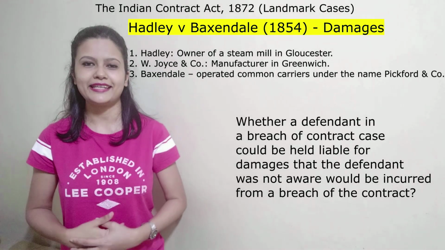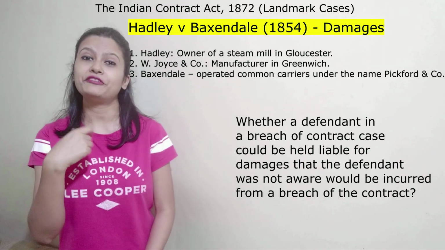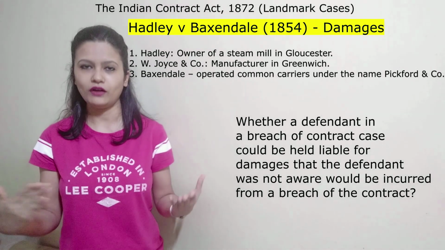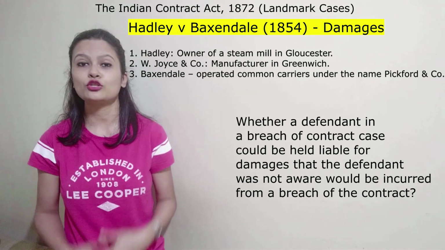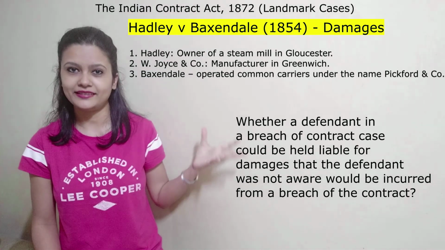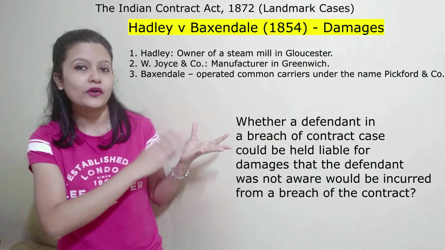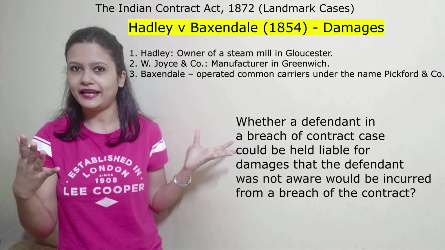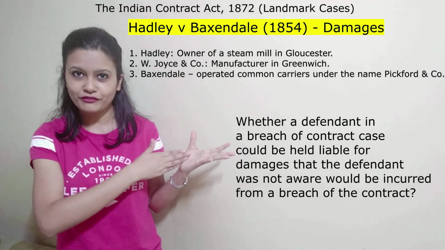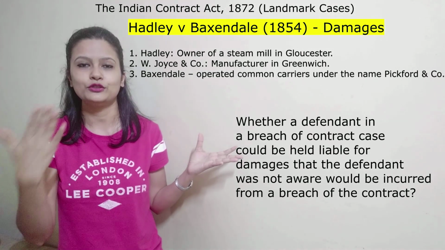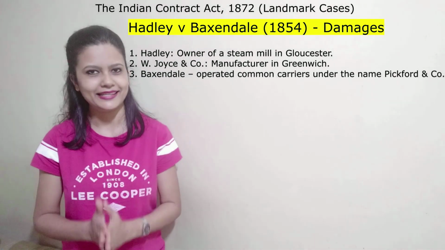The main question in this case was whether we can hold a defendant liable for damages that the defendant was not even aware he would incur as a result of breach of contract on his part. So basically, whether we can hold Baxendale liable for all the profits that Hadley lost because of the delayed delivery, when Baxendale was not even aware that Hadley would have to close down his mill during that entire time. Now let's see what was held in this case.